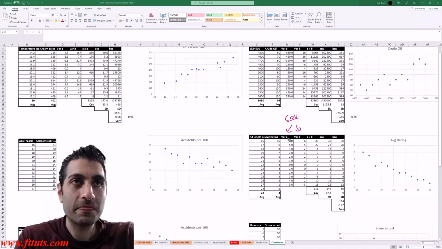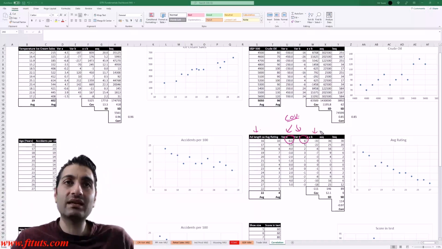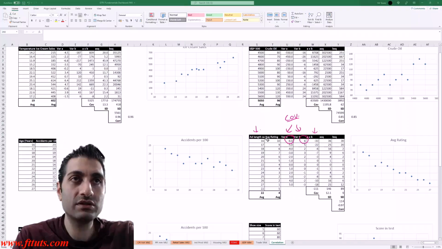Well, let's see. When the add length is below average, measured by variance, -6, where's the average rating? Above average. So when you multiply them together, you get a big negative number. So it's a strong negative relationship. Okay, you can see that.